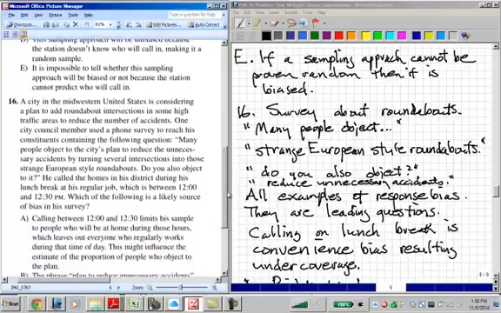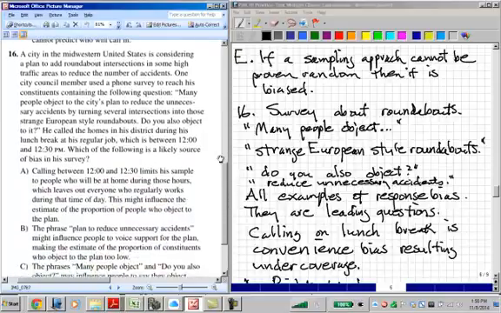16. The city is going to add roundabouts, okay? And they want to have a phone survey. So, many people object to the city's plan to reduce the unnecessary accidents. All right, right there. Okay, reduce unnecessary accidents, response bias. Now that's of one kind, encouraging people to answer one way. And then into strange European-style roundabouts, response bias. Many people object, response bias. Do you object, response bias? And then finally, there's convenience bias. He's calling people on his lunch break with undercoverage.